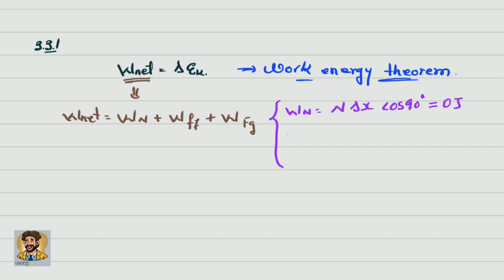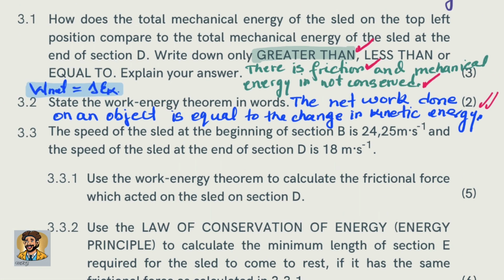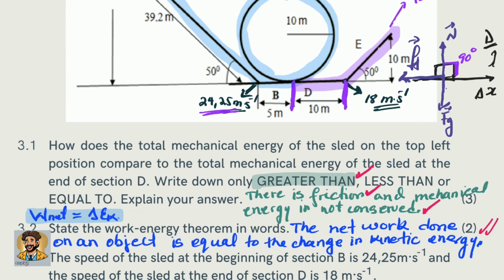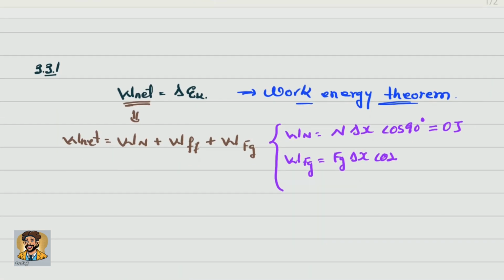If we go to the work done by a gravitational force, we get the gravitational force multiplied by the displacement multiplied by the cosine of the angle between the gravitational force and displacement. If we look here, that is also 90 degrees. Therefore, the gravitational force also does not do work here, and this one is 0 joules. So the only force that does work is the frictional force.